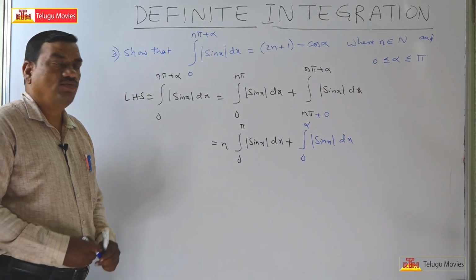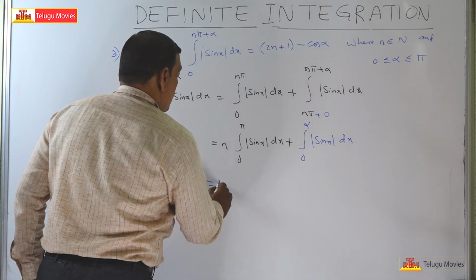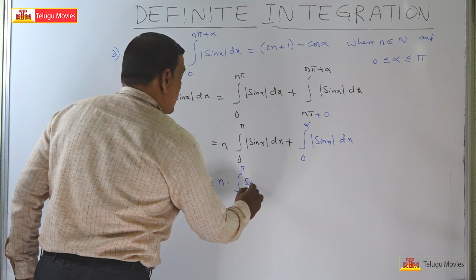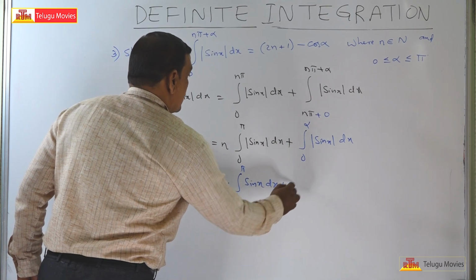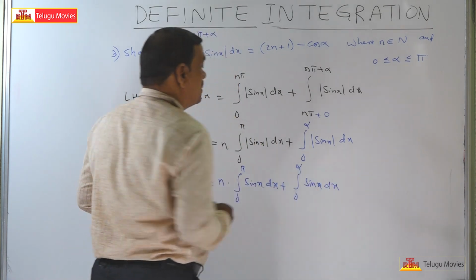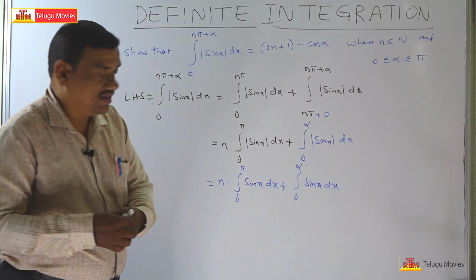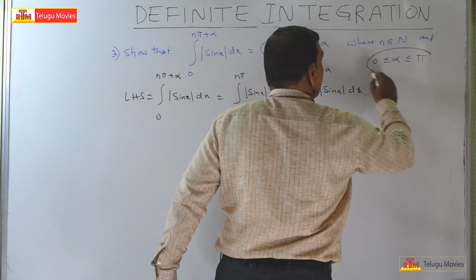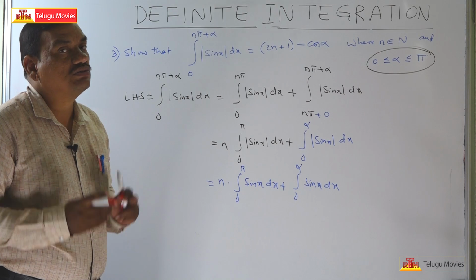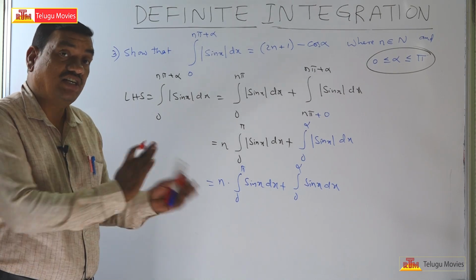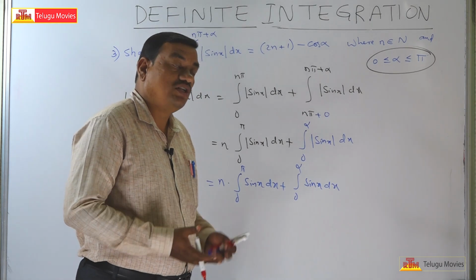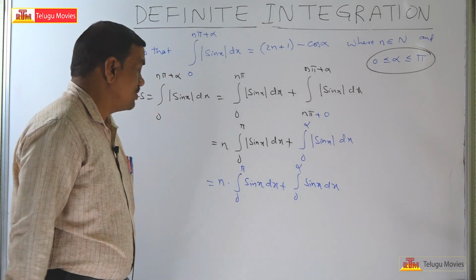Almost the problem is over. So this is n times the integral from 0 to pi of sin x dx plus the integral from 0 to alpha of sin x dx. Why? Because it is given that alpha lies between 0 and pi, which means the first and second quadrants. In the first and second quadrants sin x is positive, therefore modulus of sin x is sin x.